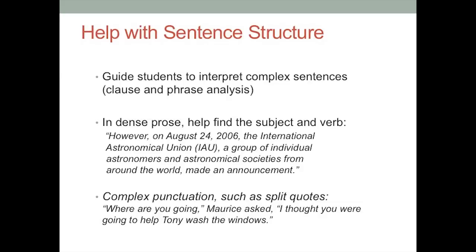This is out of a fifth grade book now, given the new standards. "However, on August 24th, 2006, the International Astronomical Union, IAU, a group of individual astronomers and astronomical societies from around the world, made an announcement." My hunch, it's a guess, it's a prediction, is that the typical 10-year-old asked to read that sentence is going to get the heebie-jeebies. They're not going to have a clue what it's telling them.